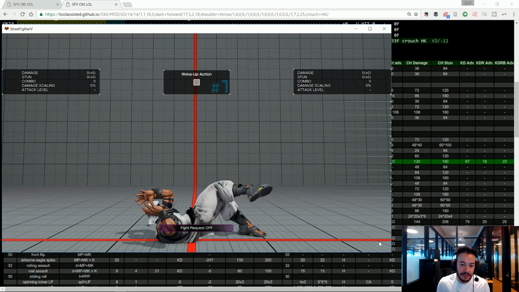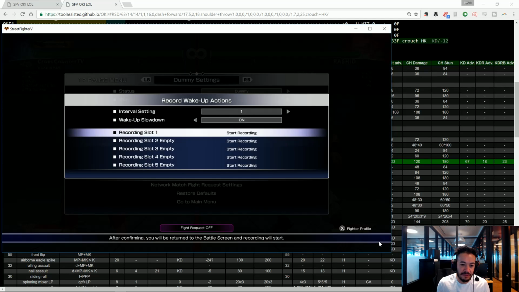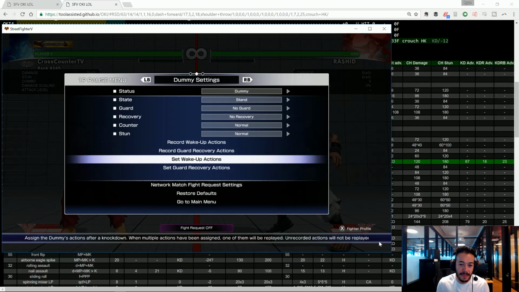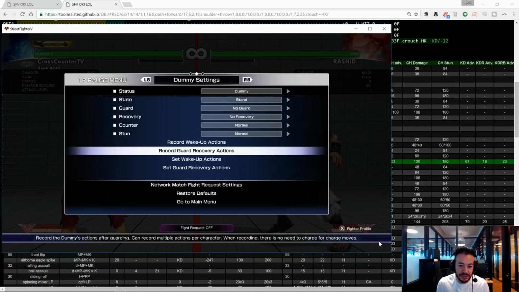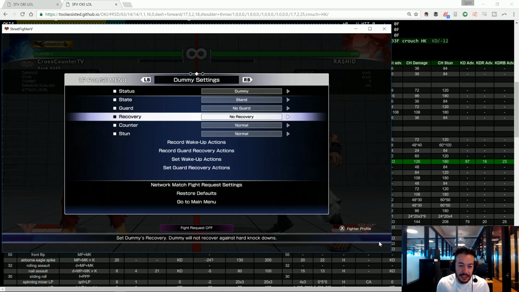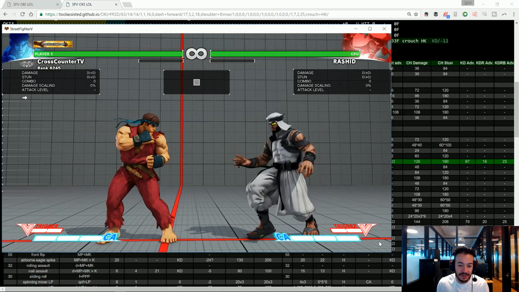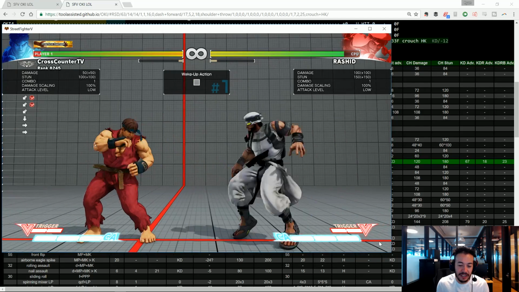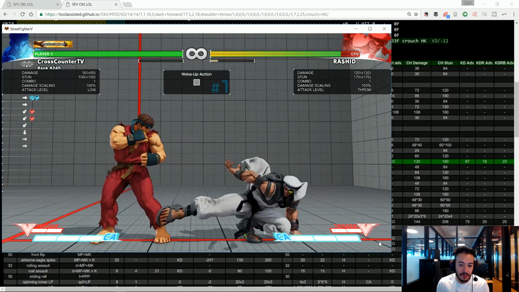to crouching medium kick. And if it doesn't say reversal, then you need to re-record it. Cool. Then we set wake up action slot, we turn it to on, then set recovery to normal and set stun to no stun. Now when we sweep him, he's going to wake up crouching medium kick. So if we throw him, boom, crouching medium kick.